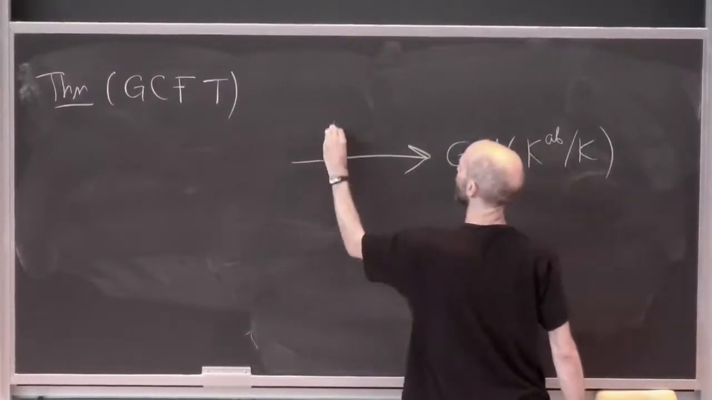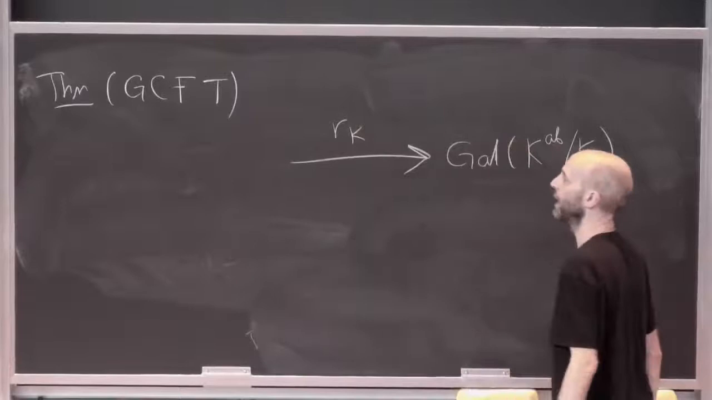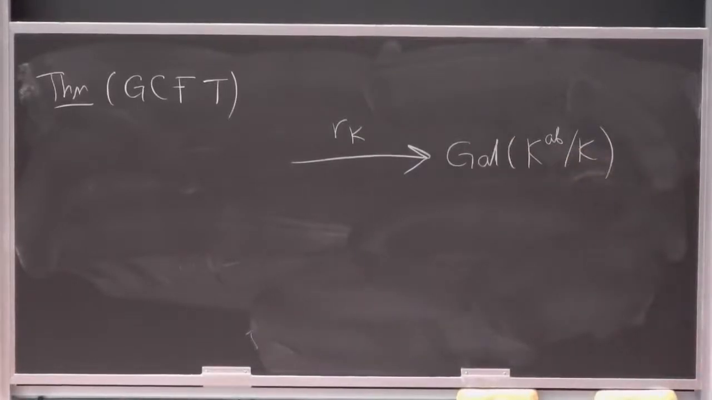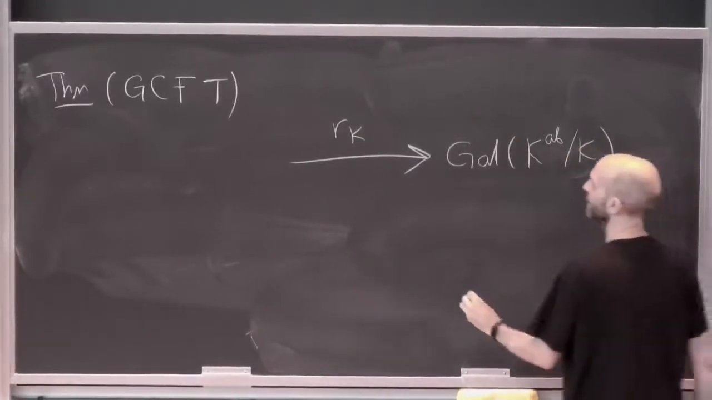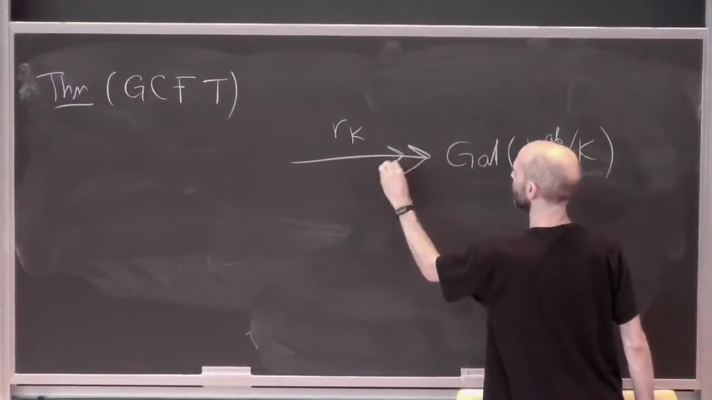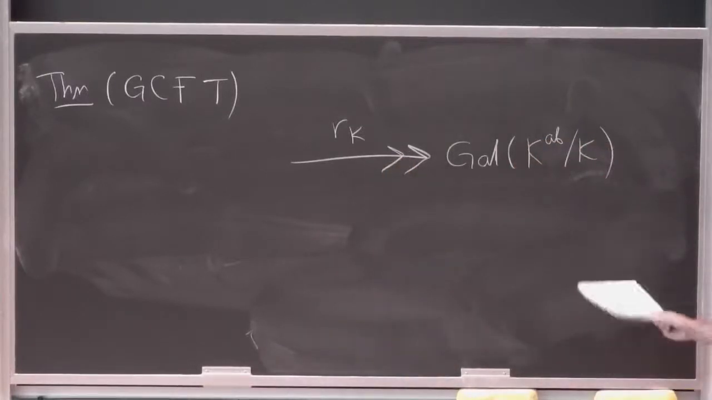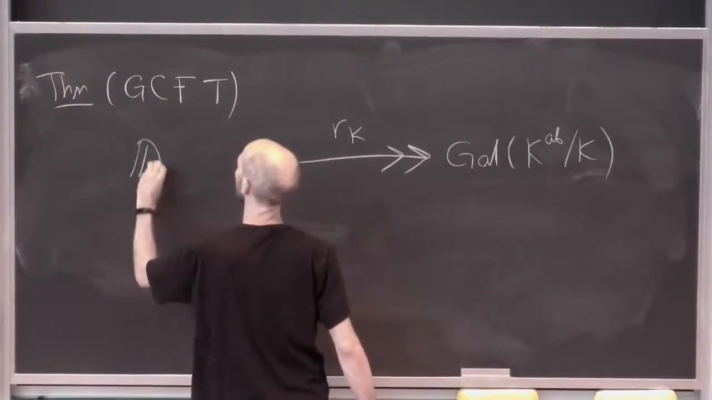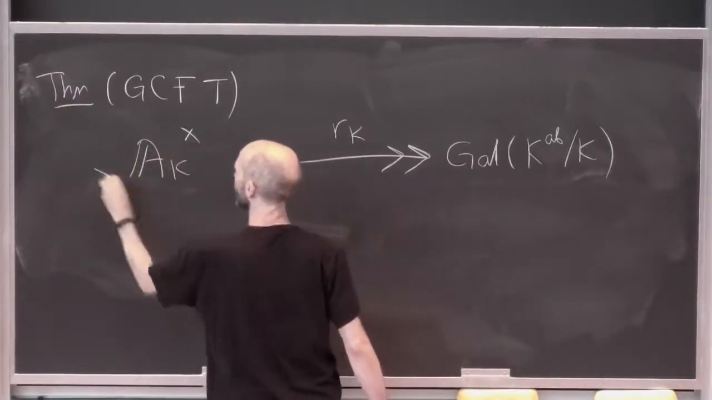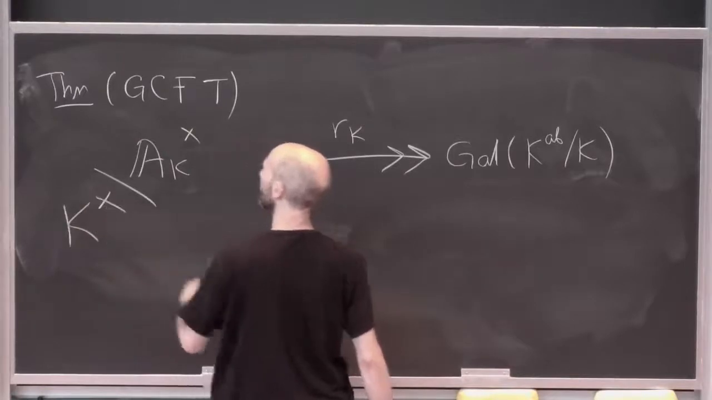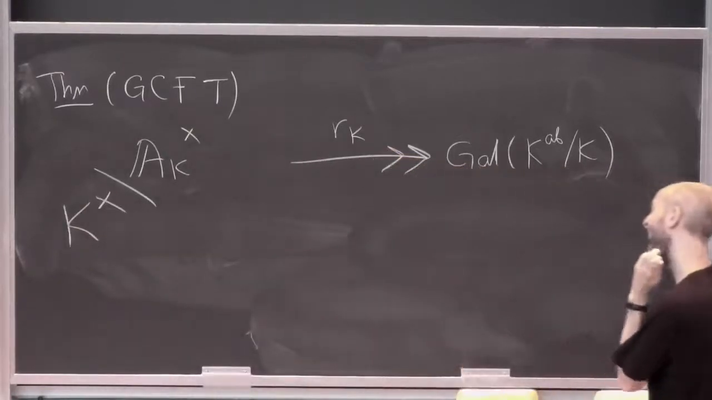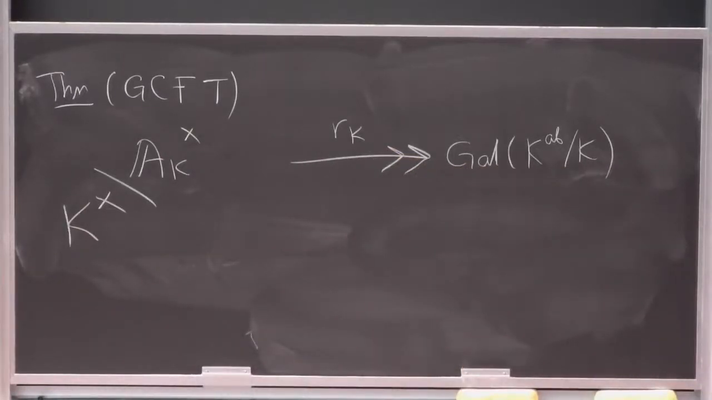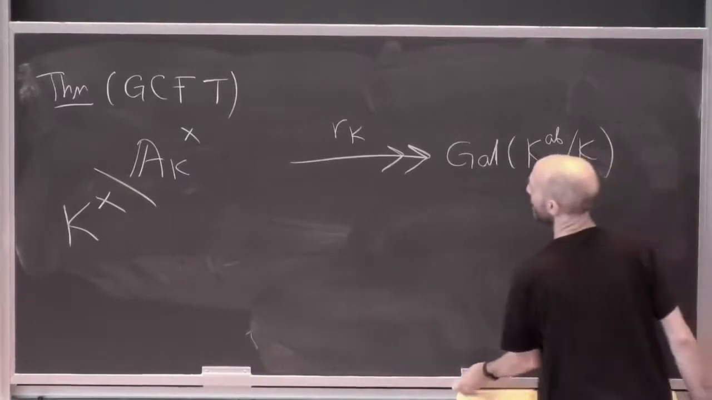So here is R_K, the global R_K. We had local R_Ks, and I had an isomorphism. This is just a surjection. But I'll tell you what the kernel of this is: A_K star over K star. So there we go.